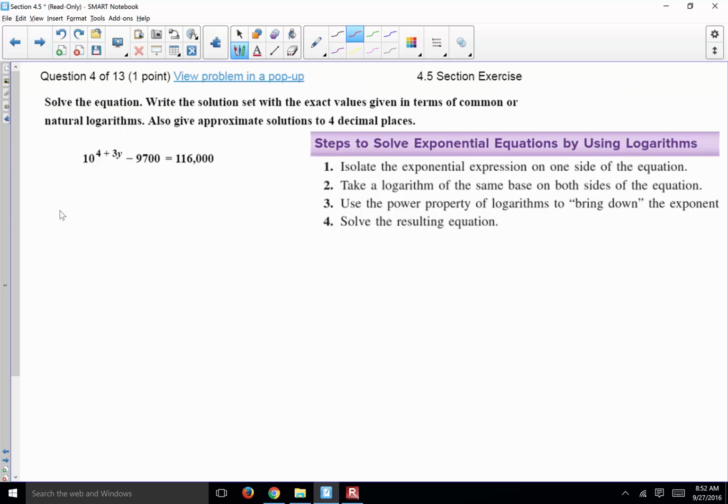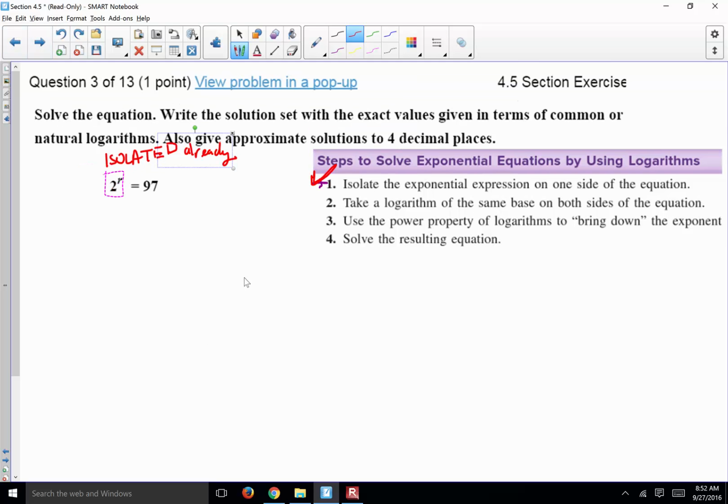How about this one? No. The exponential expression is here. Do you see only this thing on this side? Has it been isolated yet? No. We need to take care of this one. Move it by some trick. We will see. But right now step 1 is void. It's not necessary. Second, take a logarithm of the same base on both sides of the equation.